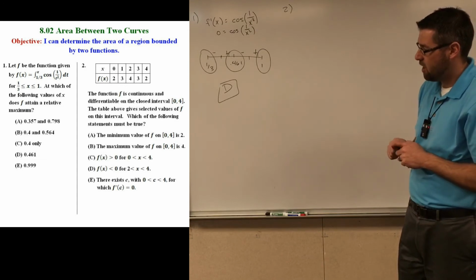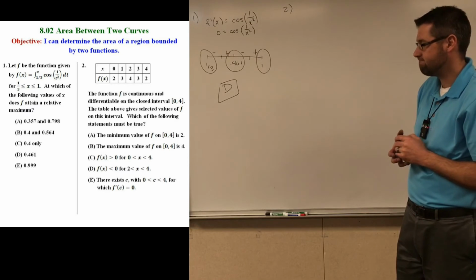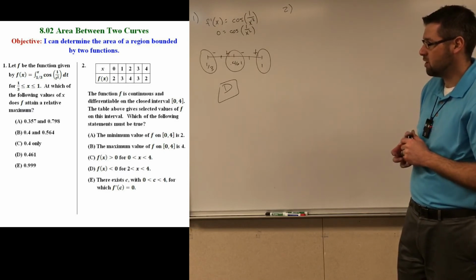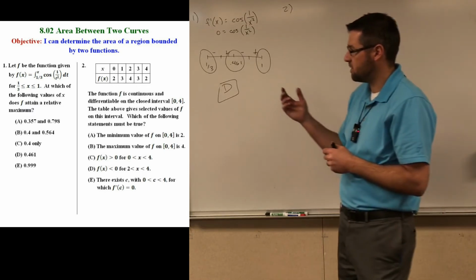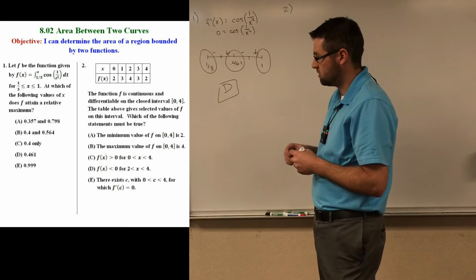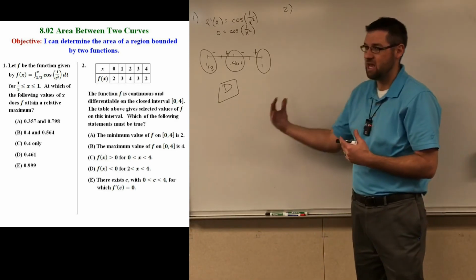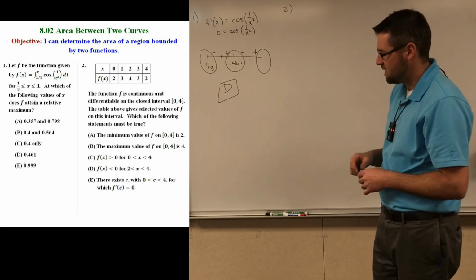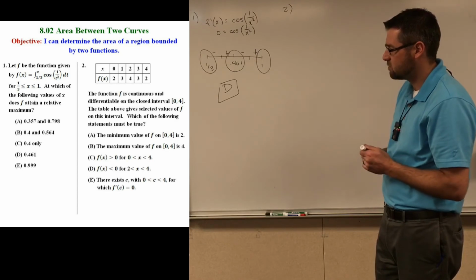D, does f prime have to be negative from 2 to 4? Well, what's f prime mean? You're finding the slope, right? So, in fact, you could prove that one wrong just by the slope between 0 and 1. The slope would be 1 over 1, which is positive. But even if all those slopes were negative, does it imply that it would always be negative? No. E, there exists a C value for which f prime of C equals 0.